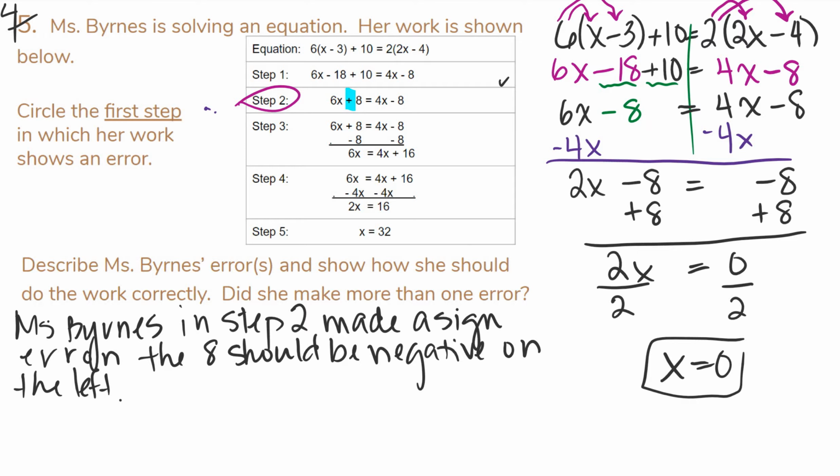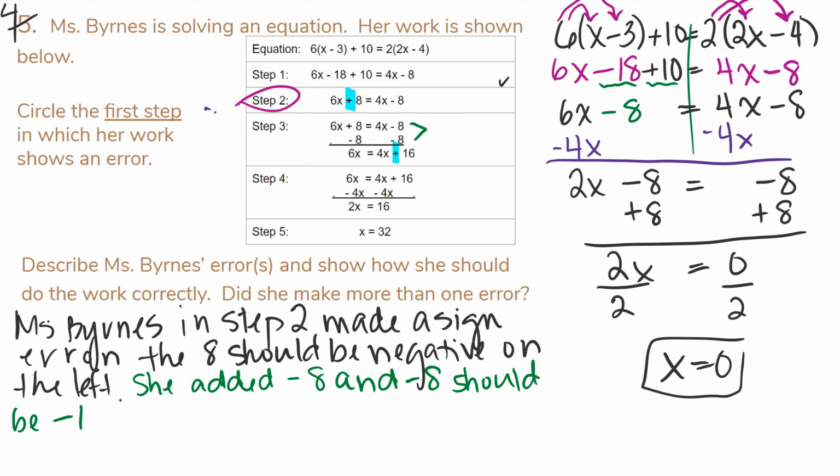So on step 3, if that was the right equation, she subtracted 8, and that looks good. However, look at these signs right here. Those are both negative 8s. You're going to add them together, and you should have got a negative 8 right there. So that's another error that she made. She added negative 8 and negative 8, which should be negative 16, not positive 16.